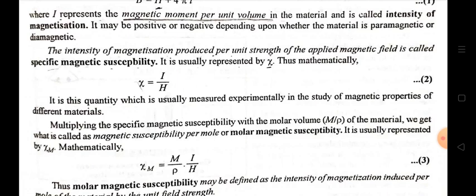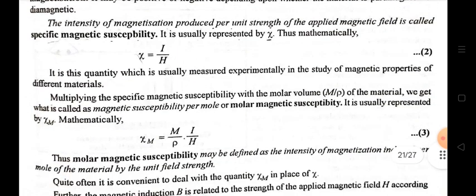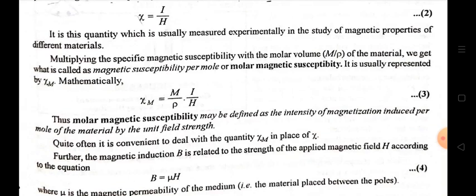Multiplying the specific magnetic susceptibility with the molar volume M by rho of the material, we get what is called the magnetic susceptibility per mole, or molar magnetic susceptibility, usually represented by xi m. Mathematically, xi m is equal to M by rho into I by H, that is equation 3. The molar magnetic susceptibility may be defined as the intensity of magnetization induced per mole of the material by the unit field strength. Quite often it is convenient to deal with the quantity xi m in place of xi.